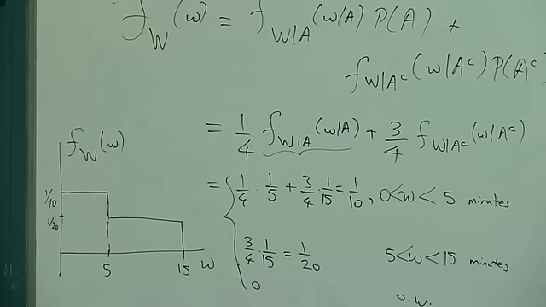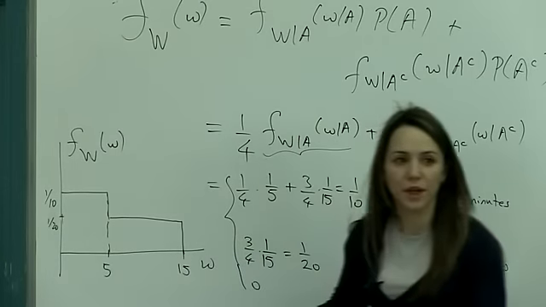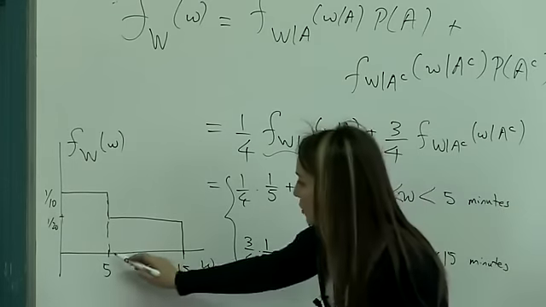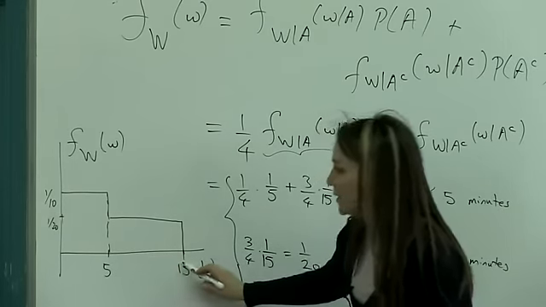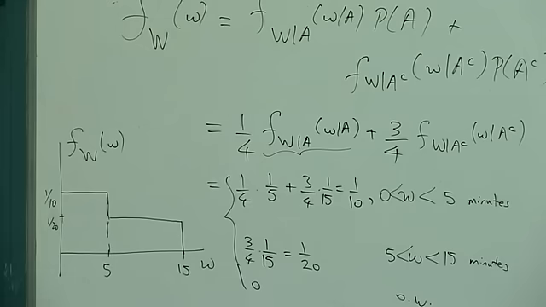Let's check if this integrates to 1. The integral of this area is 5 times 1 over 10, which is 1/2. The integral of this area is 10 times 1 over 20, which is 1/2. So it integrates to 1, which is good to know that we probably did not make a mistake.